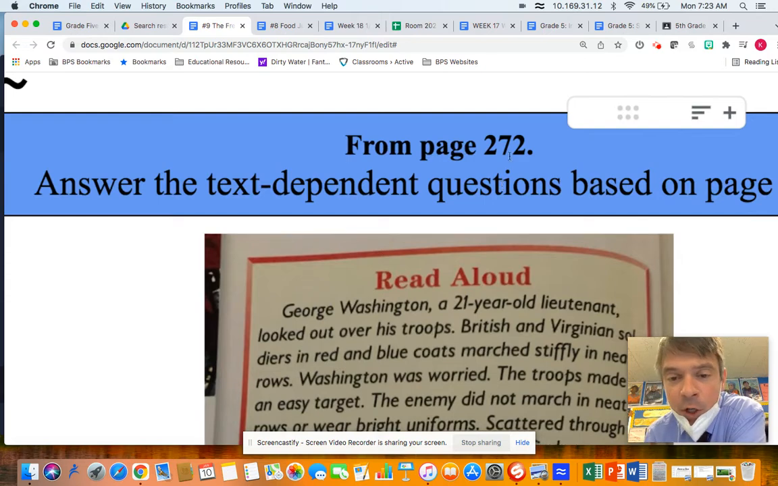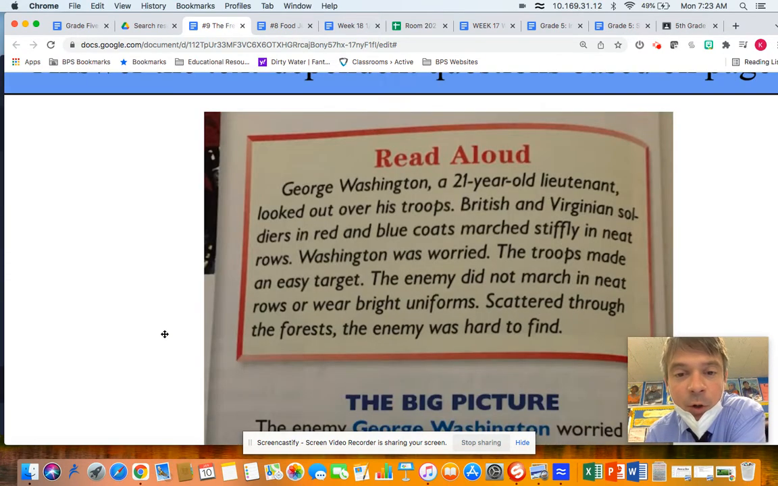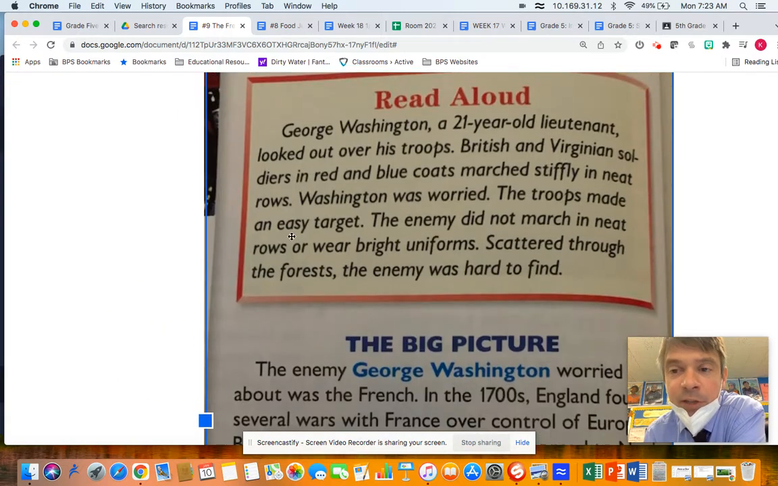Read aloud. George Washington, a 21-year-old lieutenant, looked over his troops. British and Virginian soldiers in red and blue coats marched stiffly in neat rows. Washington was worried. The troops made an easy target. The enemy did not march in neat rows or wear bright uniforms. Scattered through the forest, the enemy was hard to find.